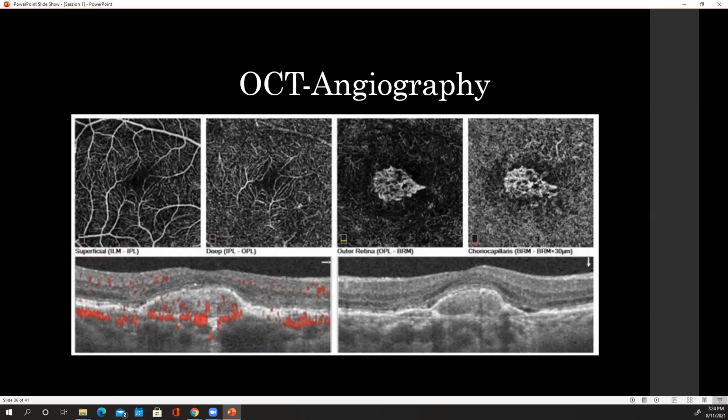Okay. So then we continue iterating, right? Okay, here's deep, IPL minus OPL. So between inner plexiform layer and outer plexiform layer over here. So we say, okay, where is that on the lower right? It's right here, right? The two light layers, the inner plexiform and the outer plexiform. You know, it's hard to see because it's pathologic, but you notice, right, that's where that is.